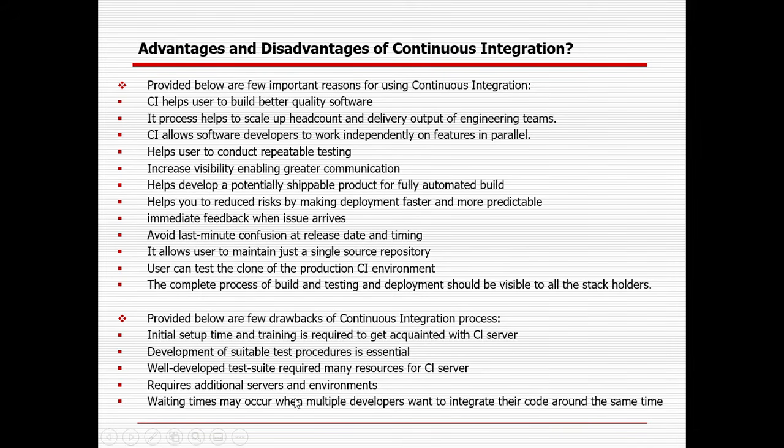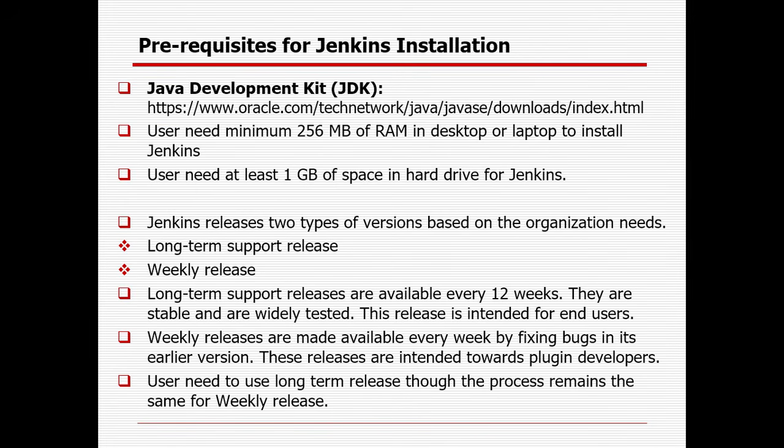Waiting times may occur when multiple developers want to integrate their code around the same time and everyone is committing their code. Suppose it is the same time, same second, same minute, and five or six members are trying to push their code. They will go into the pipeline and into the queue. Once the queue is clear, the next developer's code will go for the commit. Commits will happen in actual time. So those are a few drawbacks along with the advantages of CI.